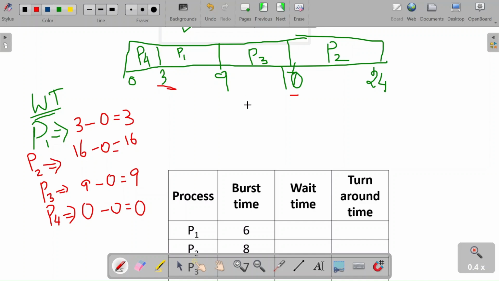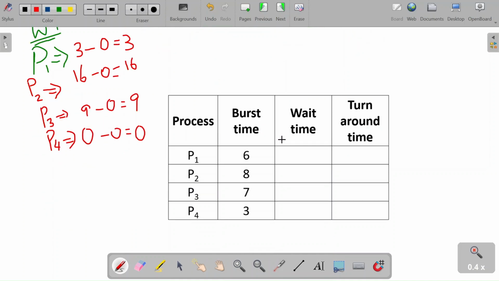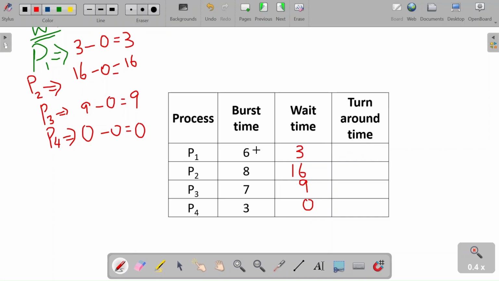So now let us record this wait time. For P1 it is 3, for P2 it is 16, for P3 it is 9, and for P4 it is 0. The turnaround time is the sum of burst time plus wait time. So 6 plus 3 is 9, 8 plus 16 is 24, 7 plus 9 is 16, and 3 plus 0 is 3.